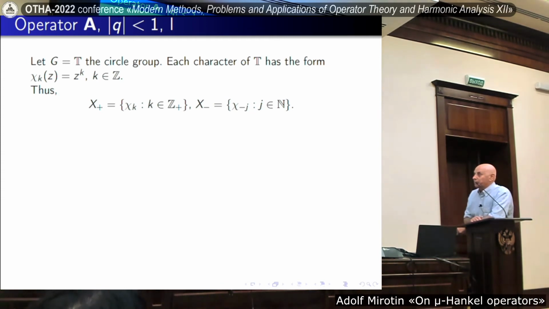So we choose the circle group as G, and in this case the dual group is the group Z of integers. The general form of the character of group G is given by the formula chi_k of z is z to the power k. So these characters are numbered by the points k in the additive group Z of integers. The positive cone X plus consists of such k where k is not negative, the negative cone X minus of such k where k is negative.